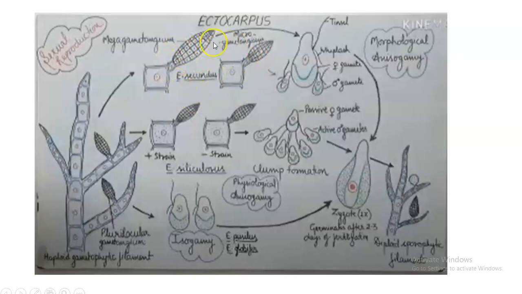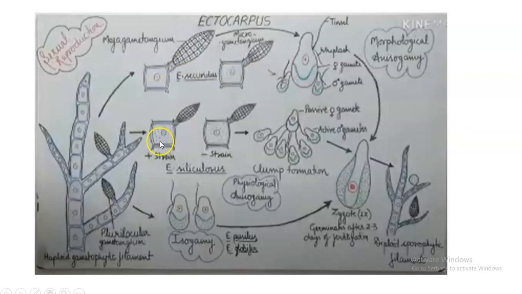Kindly remember the species name, because that will add marks for you more than your competitor, since most people will fail to remember the species name. This will make the examiner happy when he or she sees that one particular candidate has written the species name correctly. This is the example, right? So that will give you more marks compared to your competitor. That is morphological anisogamy.